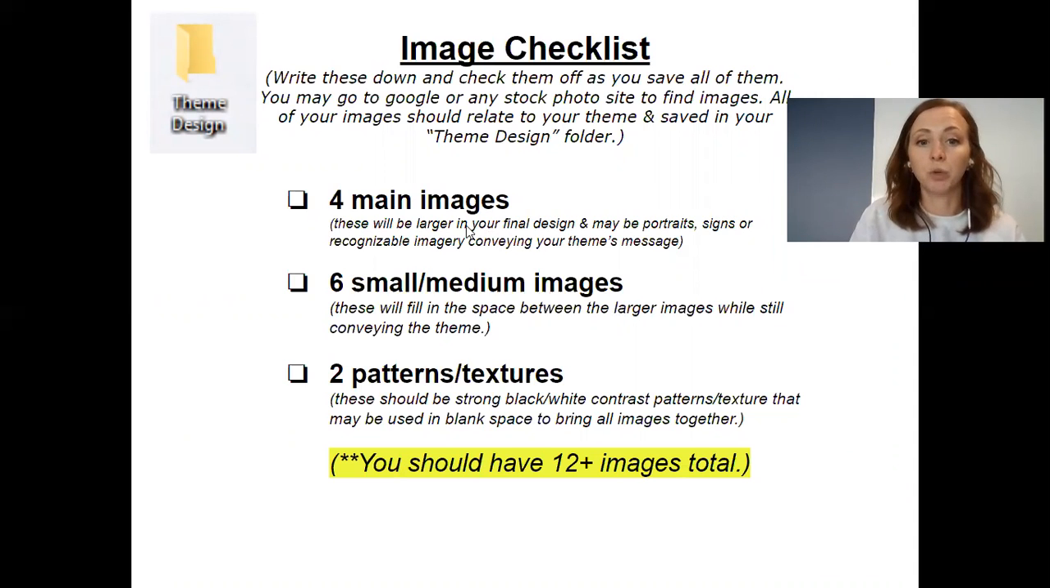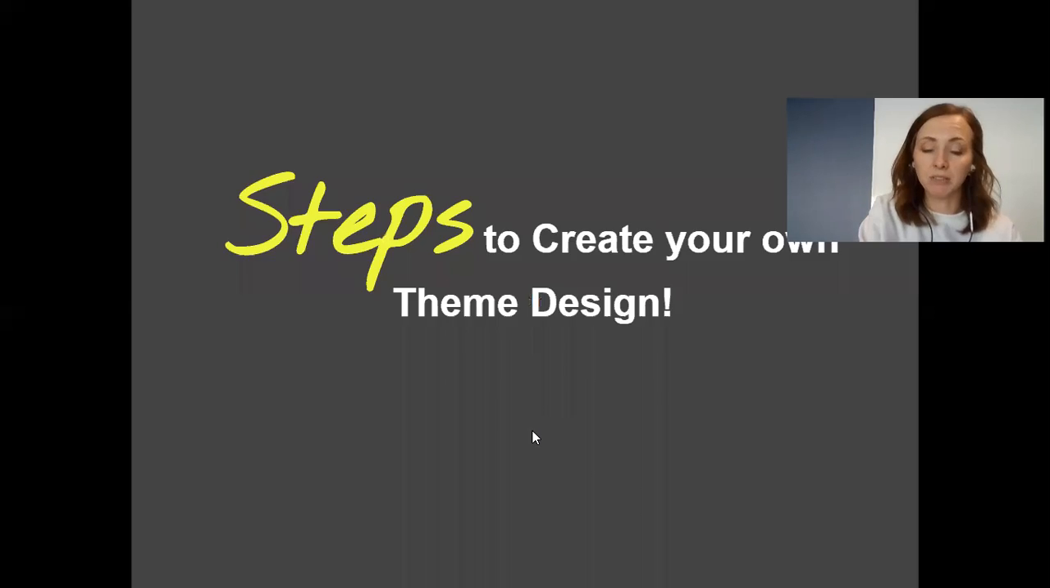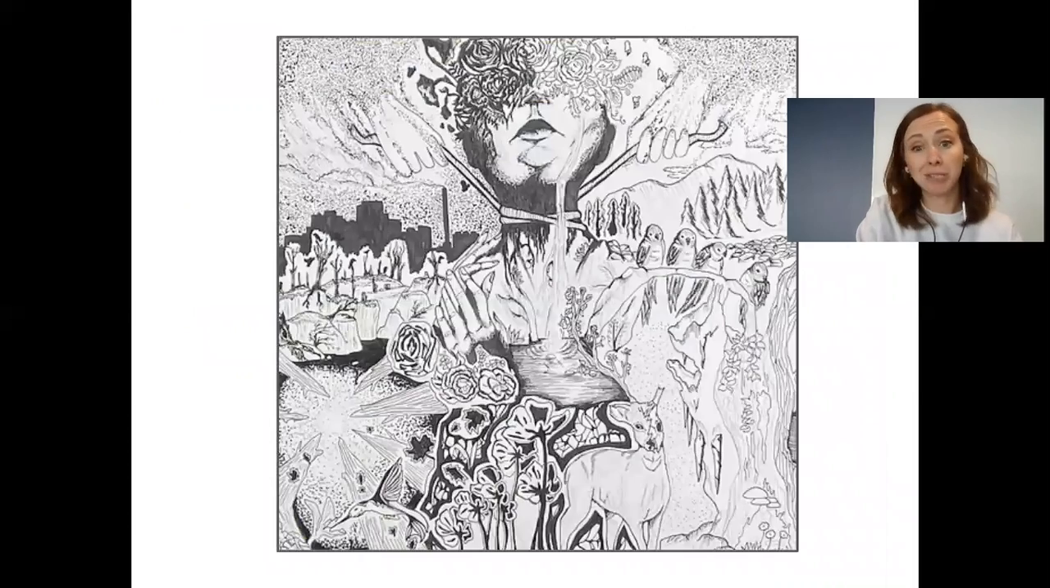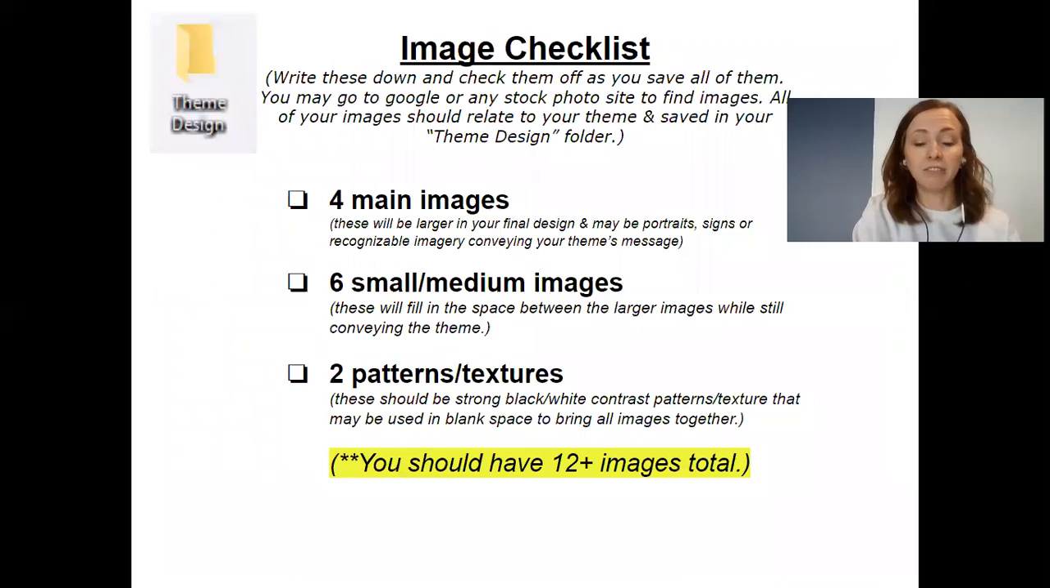Okay, so you are going to need to find at least 12 different images that you can put together into your collage. If you look at some of the previous examples, you'll notice sometimes there's a lot more than 12, and that's okay. But you want to find at least 12. So within that 12, to help you know what you're looking for, you're going to have 4 main images. These are the main images that really make a statement. And you're going to use these and make these larger in your actual piece.